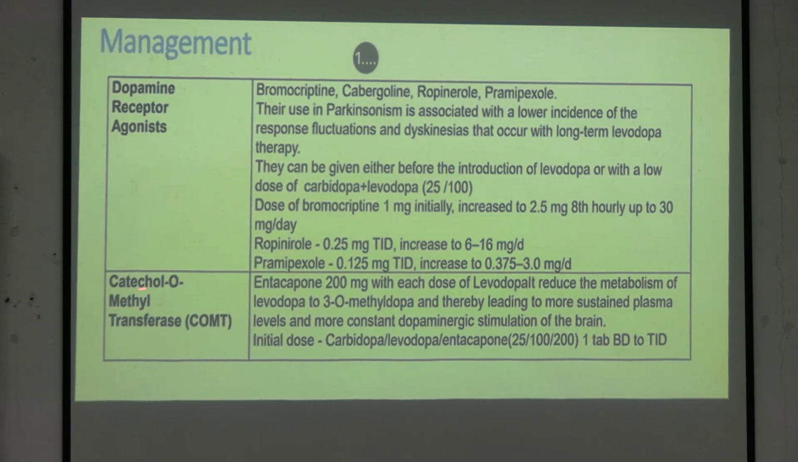But these drugs are also in use, like COMT inhibitors, catechol-O-methyltransferase inhibitors, entacapone. These are the drugs used when you cannot control it with carbidopa, levodopa, amantadine. Then all these drugs are in use because it is a progressive disease and very difficult to control.